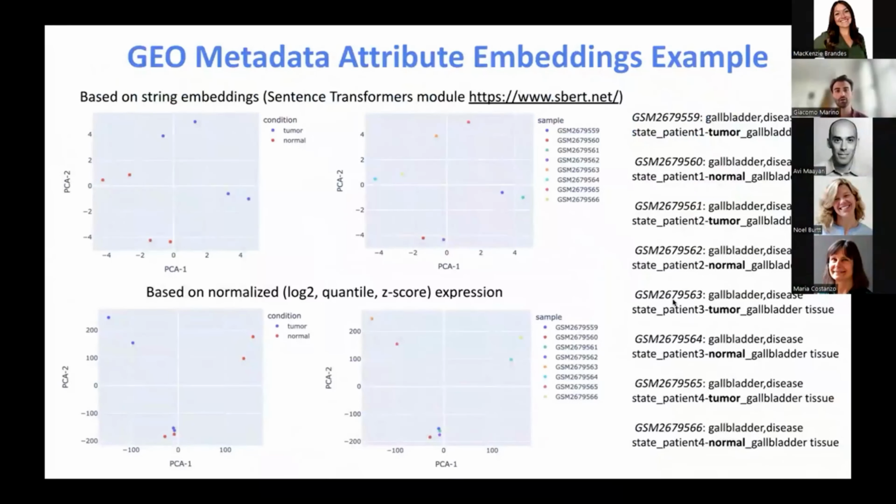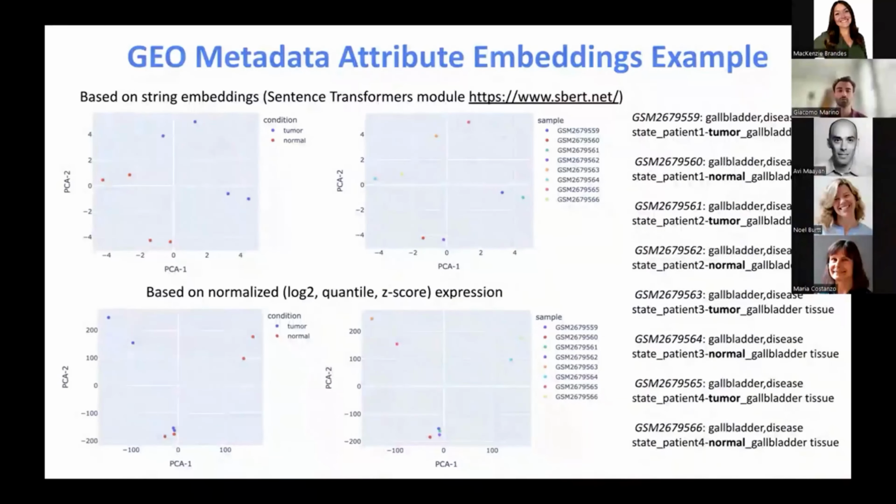So this is an example of this metadata attribute embedding that I was speaking of. On the top row here, we have the metadata string embeddings as a PCA for this study that was looking at gallbladder tumor and normal tissue from 4 different patients. You can see in the top, we achieve a pretty nice separation of the tumor and normal. And what's differentiating them here really is just the patient number that we see in this metadata. Whereas at the data level, we see for 2 of the patients, it looks like the tumor and normal are grouping together quite well. So this may speak to the data's quality.